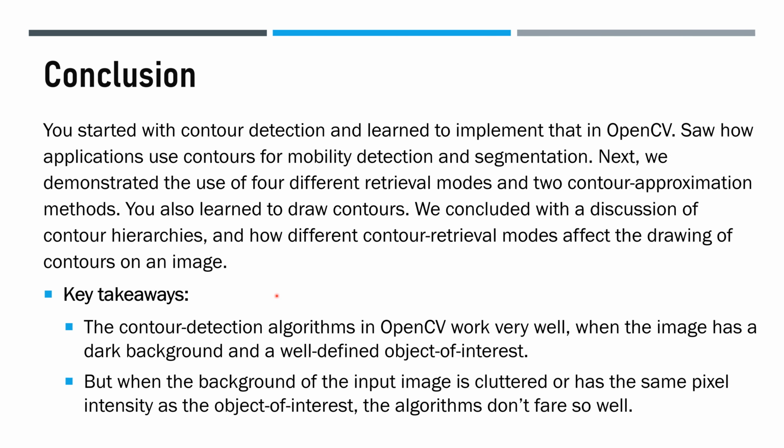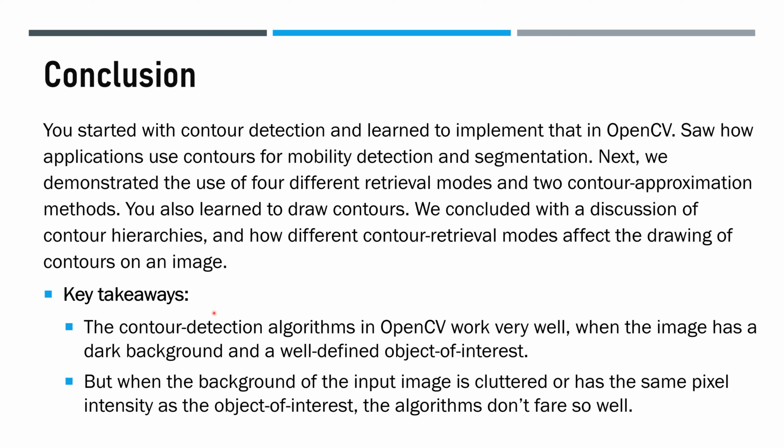In conclusion, you have started with contour detection and learned to implement it in OpenCV. We saw the applications of contours for motion detection and segmentation. We also demonstrated the use of four different retrieval modes and contour approximation methods. You also learned to draw contours, and we concluded with a discussion on contour hierarchies and how different contour retrieval methods affect the drawing of contours on an image.